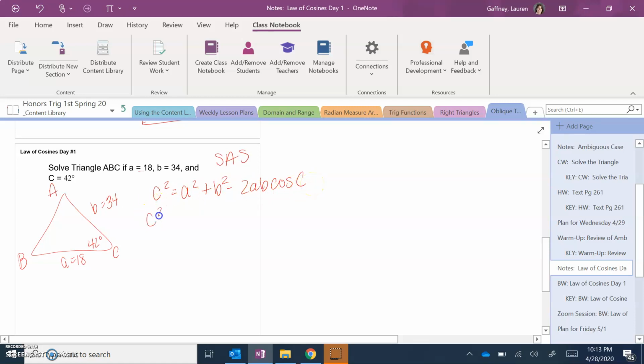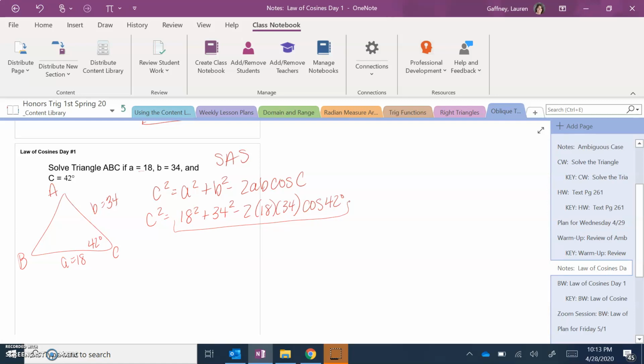Okay, so let's start to fill in. A is 18, so 18 squared, 34 squared, 18, 34, and now I know that angle C is 42 degrees. You can legitimately type this whole string in the calculator at once. So I'll do it right now just to double check: 18 squared plus 34 squared minus 2 times 18 times 34 times cosine of 42. Make sure you're in degree mode because that is in degrees. I got that c squared equals 570.39. So let's square root that, and you should get that c is 23.9.